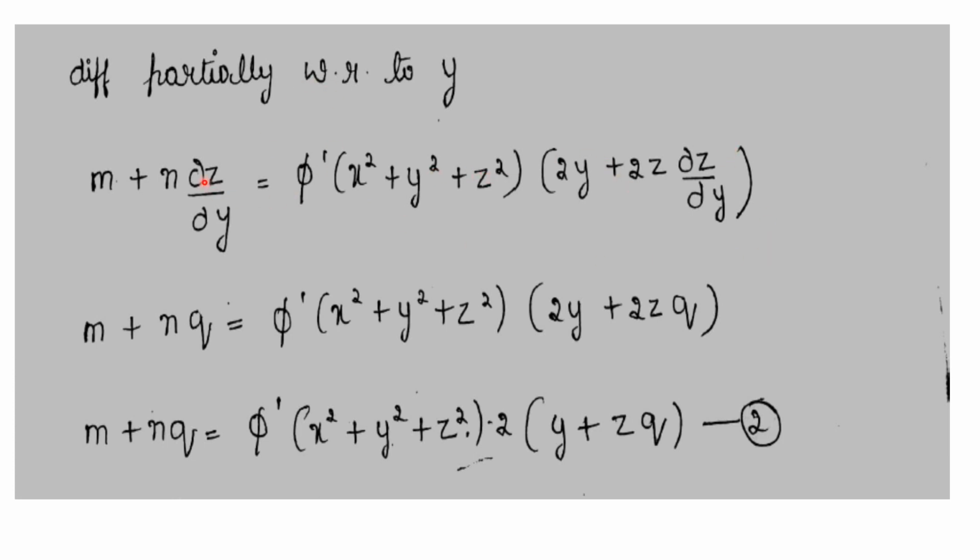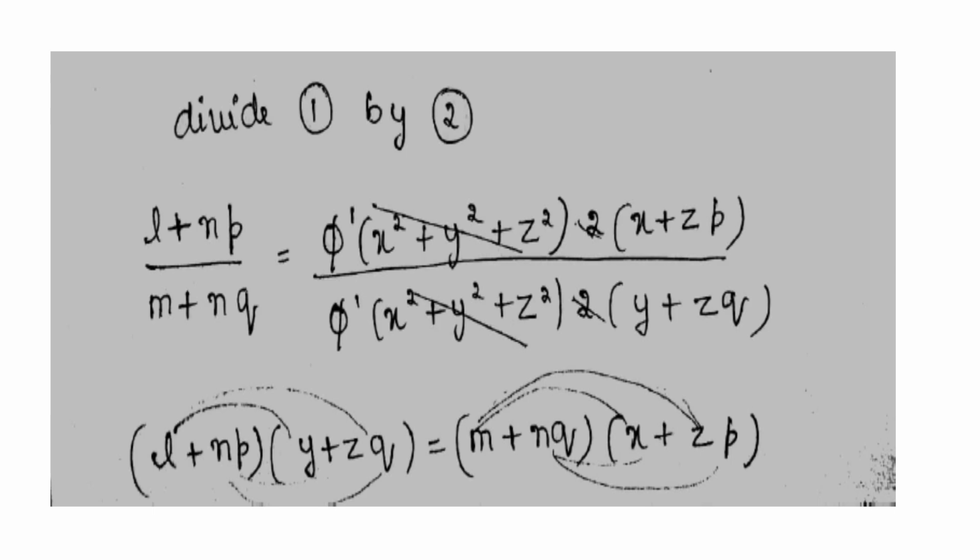But what is dou z by dou y? Just replace dou z by dou y as q. Next take 2 as a common term from here. So again we need to cancel phi dash. So let me name this as equation 2. So what I will do is I'll divide equation 1 by equation 2.